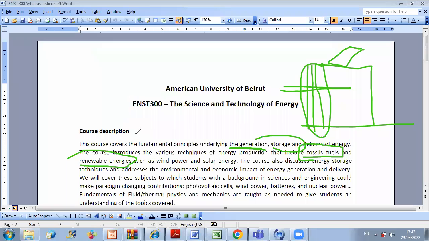And we will introduce different engineering systems as photovoltaic cells, wind power, batteries, nuclear power. We'll introduce fundamentals of fluid and thermal physics and mechanics in order to give you all you need to understand the topics of this course. Please stop me if you have any question, okay?